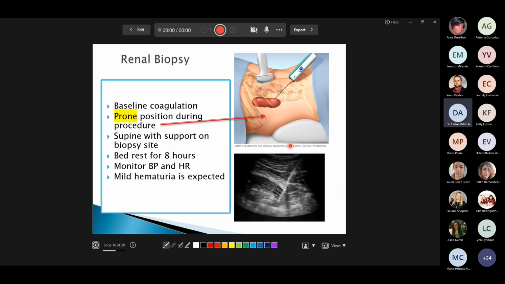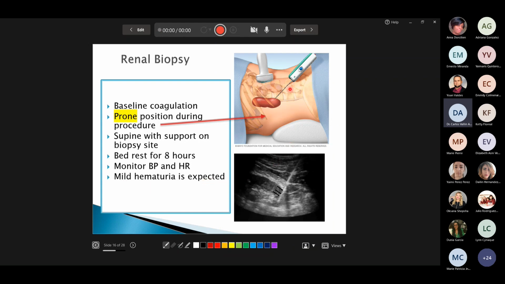For the renal biopsy, again, they are going to ask you in which position you put the patient during the procedure, in which position after the procedure. Both questions are, okay? So again, it's a test that can produce internal bleeding. So during the procedure, the patient needs to be in prone position, face down. After the procedure, the patient will be in supine position with a pillow or roll under the site of the puncture. And of course, the monitors.